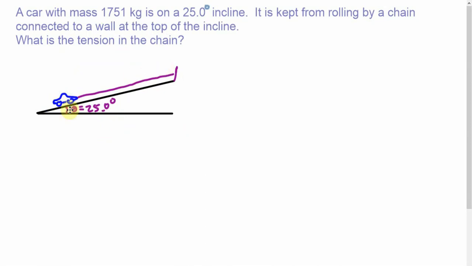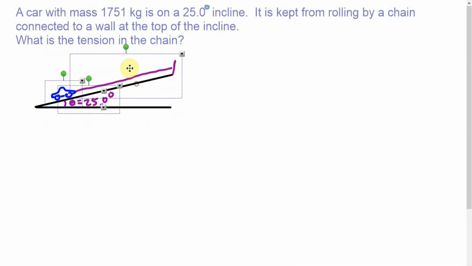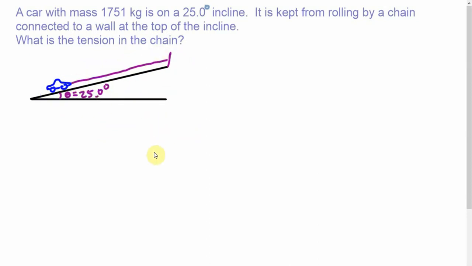So the car is on the ramp, 25 degrees, and then here's the chain. Okay, so we want to make a free body diagram first. Here's the car. We identify all forces acting on it. We have gravity downward. We have the tension force. The tension force is the pulling of the chain on the car. That'll be this way.